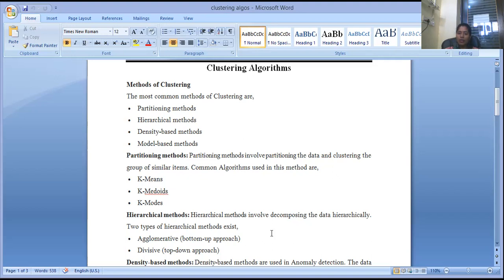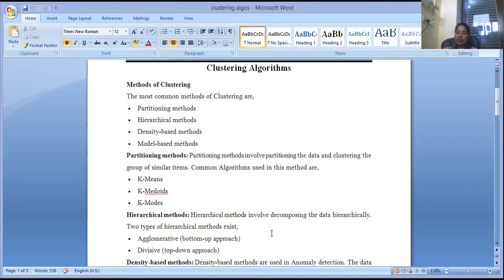Okay, common algorithms used in this method are the k-means algorithm, the k-medoids algorithm, and k-modes. Okay, k-means, k-modes, k-medoids. Now come to the next, the hierarchical method. What is the hierarchical method?